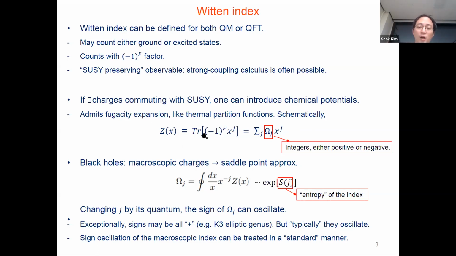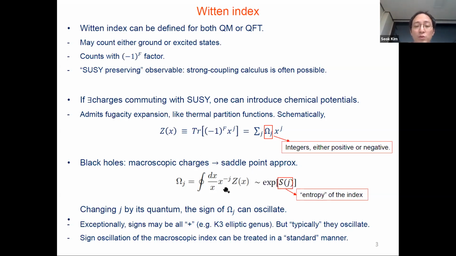To use this object to study black holes, the characteristic property of semi-classical black holes is that they have macroscopic charges. When they have macroscopic charges, we want to understand the approximate method which extracts out this coefficient, whose log gives you the entropy of the black hole. So the contour integral, which extracts out this integer coefficient out of this function, is given as follows. Okay? It's taking the form of an inverse Laplace transformation.